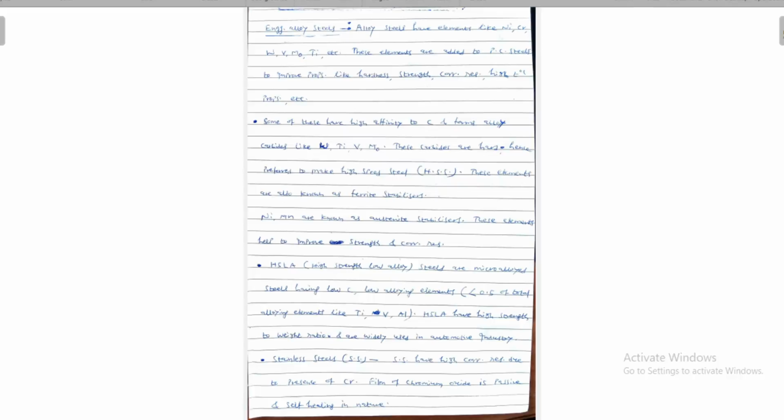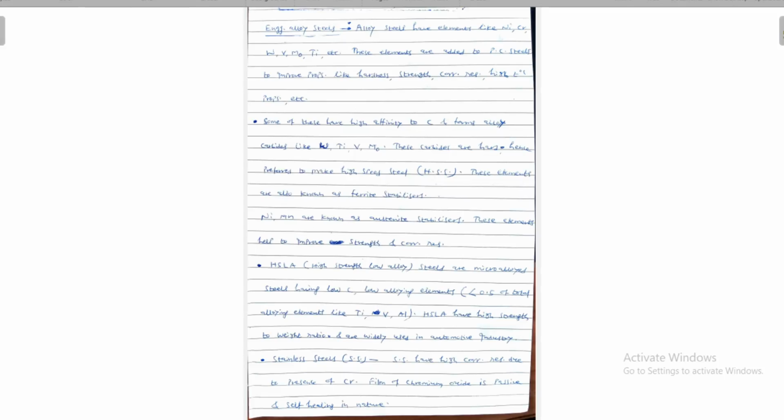The new topic is engineering alloy steels. Alloy steels have elements like nickel, chromium, tungsten, vanadium, molybdenum, titanium, etc. These elements are added to plain carbon steels to improve their properties like hardness, strength, corrosion resistivity, high temperature properties, etc.